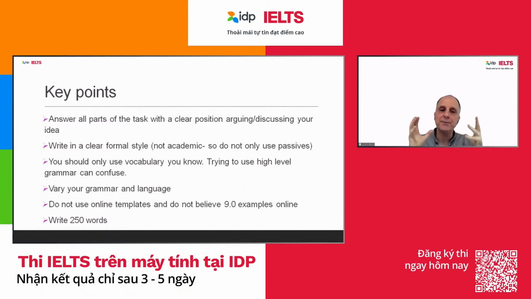It does need to be formal, but IELTS task 2 is semi-formal to formal style, but not totally formal, like referencing, etc. You should only use vocabulary you know. Trying to use high-level grammar and vocabulary can confuse. Vary your grammar and language as well.